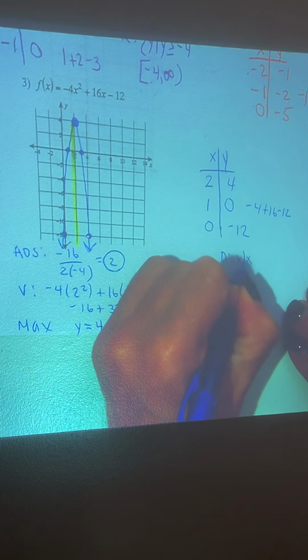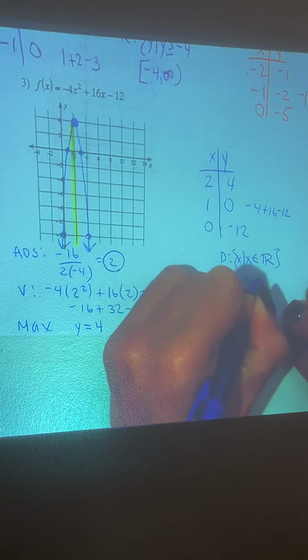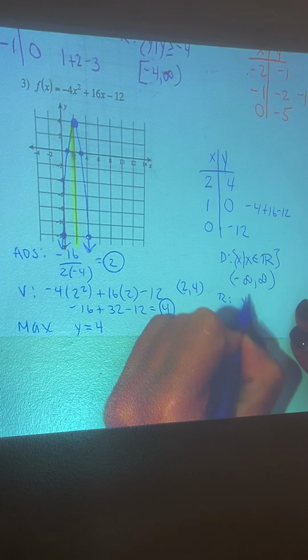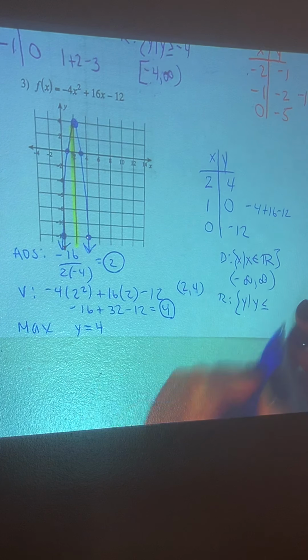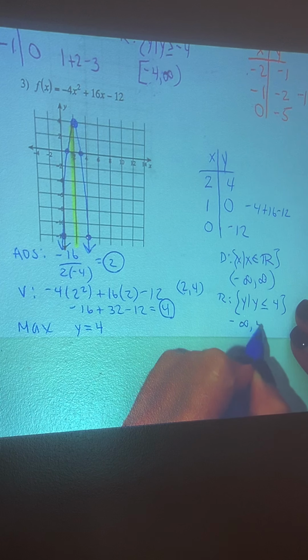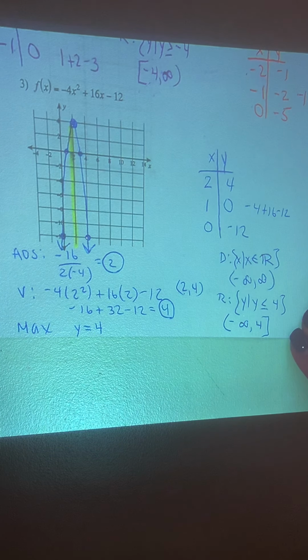Domain, all real numbers. Set and interval. And my range, y such that y is, it's going down, so less than or equal to y by the vertex, 4. And then -∞, comma, 4. And there we have our 3 problems in standard form.